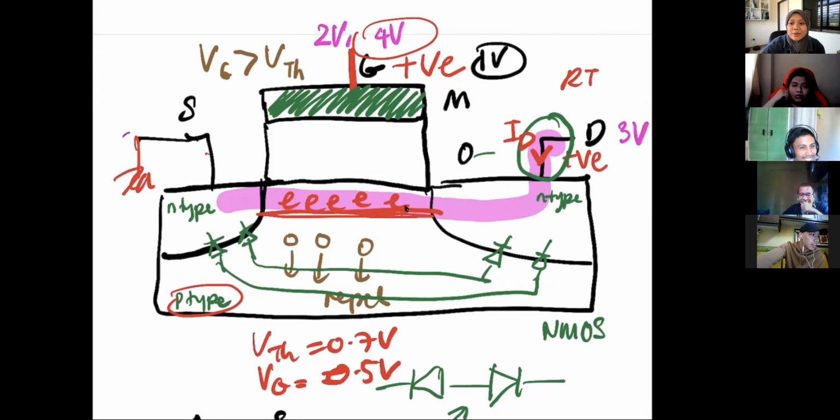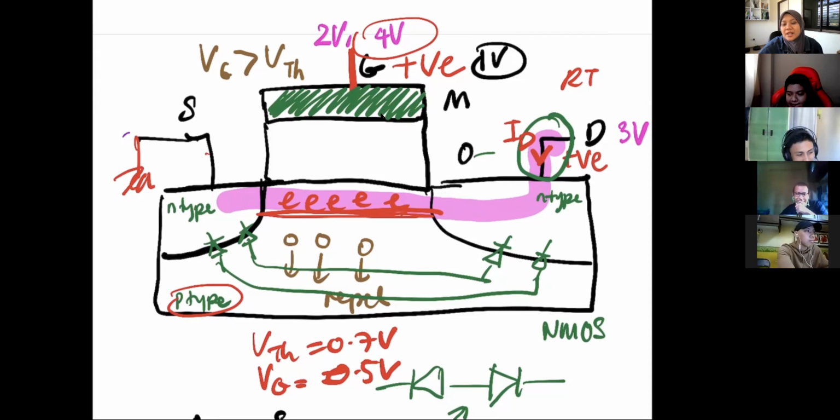Okay. So my question to you, listen. Now I change the condition. I make the drain voltage constant at 3 volts, and I change the gate voltage from 2 to 4 volt. What is the difference in the MOSFET? Dengar. Inversion channel dia tu dia akan lagi tebal. Lepas tu current dia lagi banyak.